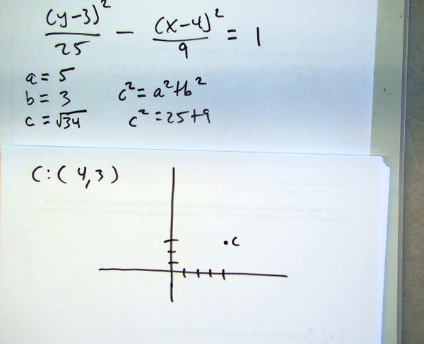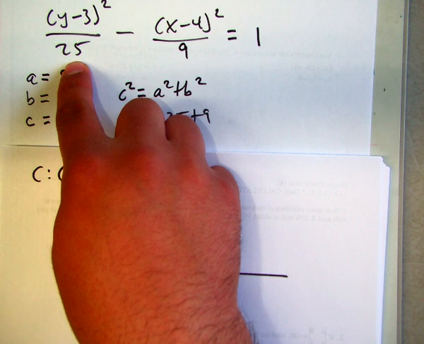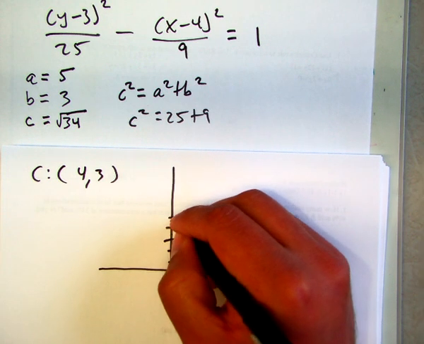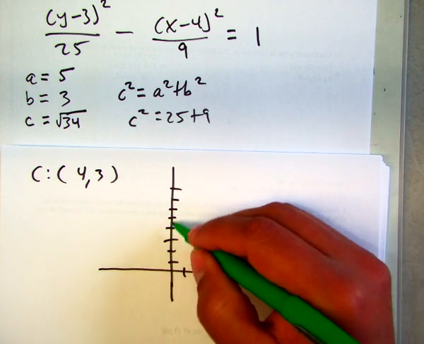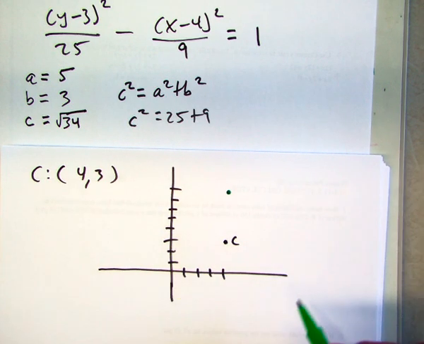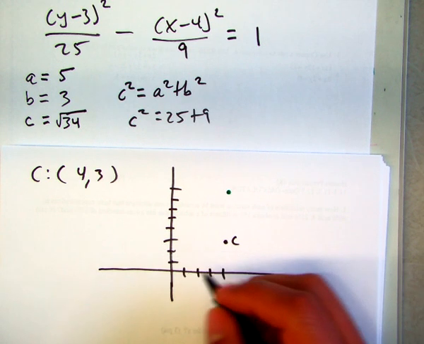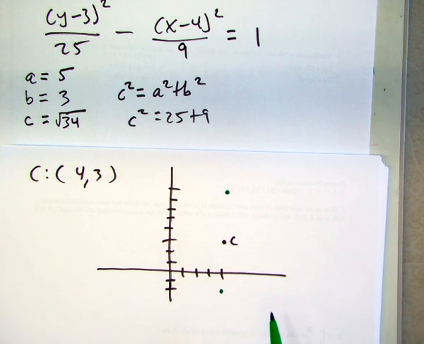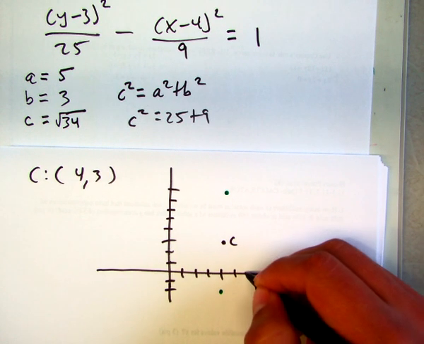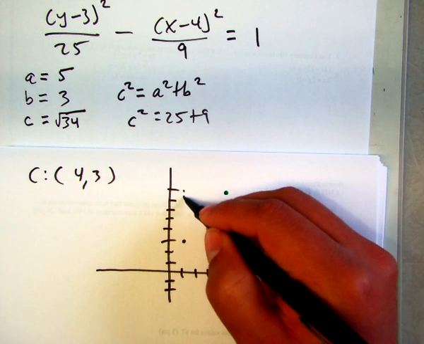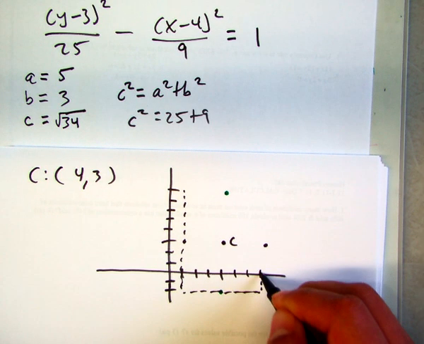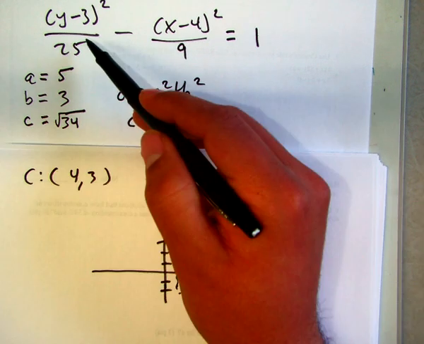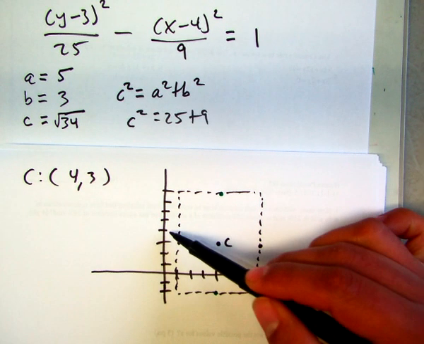The 25 was under which letter? Y. So we're going to go up and down 5. And then in the x direction, how far do I go? 3, right? So 3. And now you just make a rectangle using those points. How much did you go off? 5, because underneath y was 25. From the center, yes.